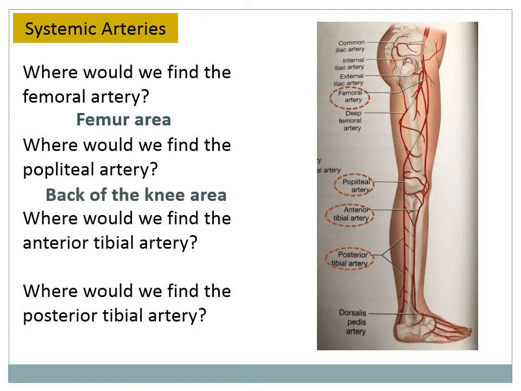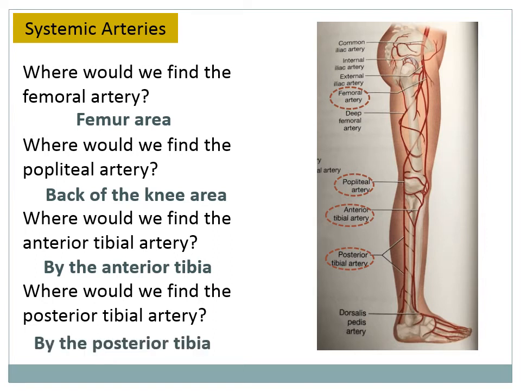Where would we find our anterior tibial artery? Yep, on the anterior tibia. Where would we find our posterior tibial artery? By the posterior tibia. All right, so if you know general regions, general locations, this should make sense. When you look at these arteries, you can see that your femoral artery is going to lead to the popliteal artery, which leads to both your anterior and your posterior tibia.